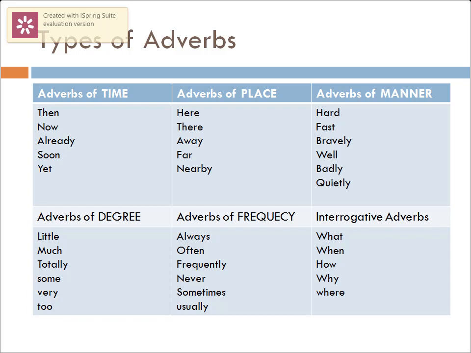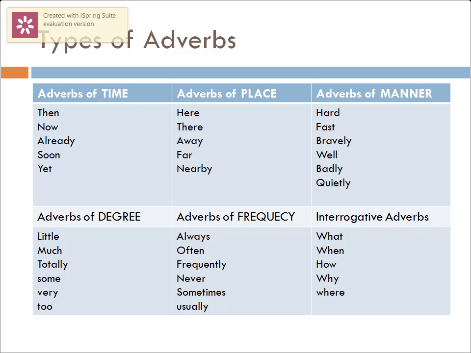Now, let us look into the different types of adverbs that we have. So adverbs can talk about time, as we have already understood. So there are nearly 6 types of adverbs, and you can count some more. But there are adverbs of time which talk about the amount of time. For example, we have words like then, now, already, soon, and yet. These are some adverbs of time.